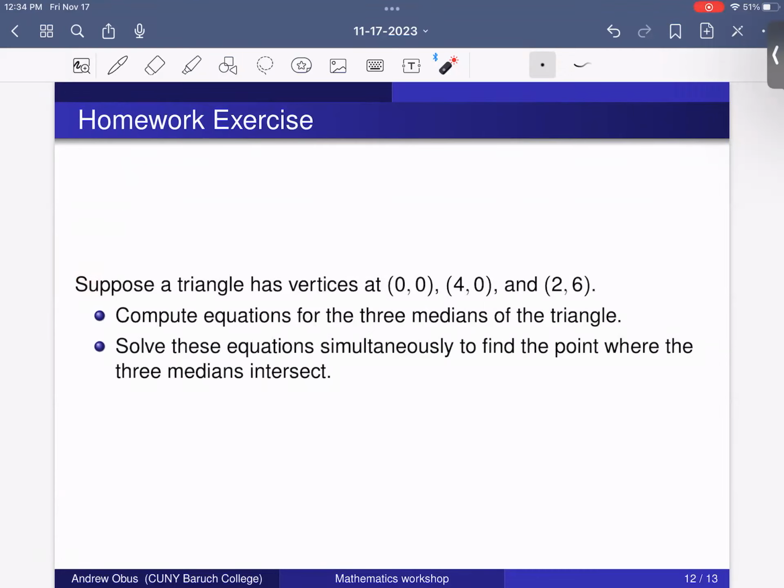So let's say that a triangle has vertices at, let me just draw this, 0, 0, 4, 0, and 2, 6. So 0, 0, this is 4, 0, and this is 2, 6. And the exercise is, first of all, to compute the equations for the 3 medians of this triangle.